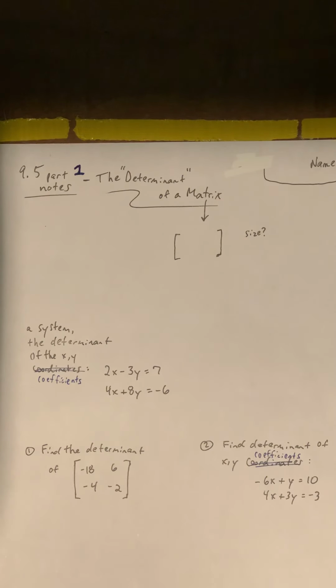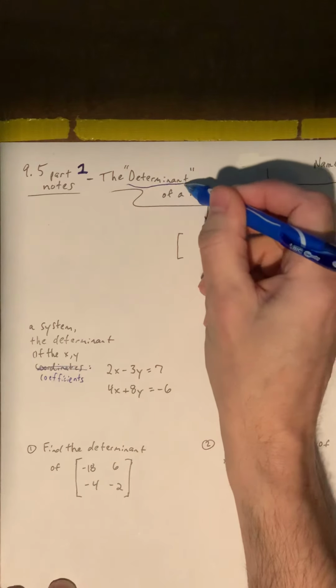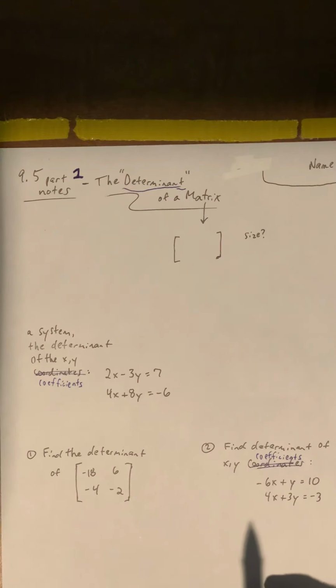We're going to talk about section 9.5, part 1 today, part 2 next time. We're going to talk about a matrix and something called the determinant of a matrix and how it can help us solve a classic type of math problem. So let's go ahead and start. Now today all we're going to do is discuss briefly what a matrix is and talk about how to find what we call the determinant of it. And then in part 2 next time, we'll actually solve the problem using what we learned today.